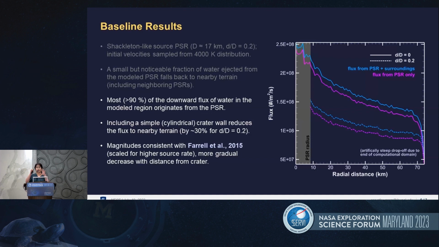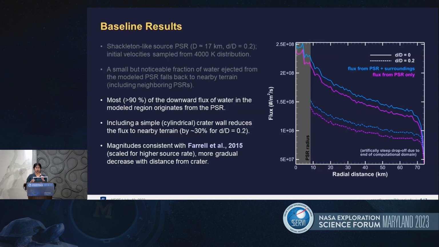One is that within this entire 75-kilometer region that we simulate, the downward flux of water is dominated by the PSR, even though we have smaller amounts of water released from the surroundings. The signal from the PSR really swamps that across this entire region. You will also notice that including the presence of a crater wall results in quite a significant reduction of the flux in the surrounding terrain. And we'd expect that to be more pronounced if you have a deeper crater and less pronounced if you have a shallower crater.